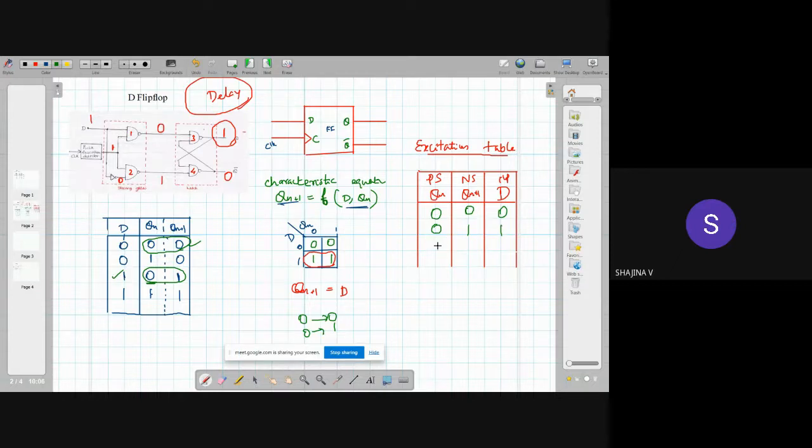Okay, the next case, if the present state is 1 and I require a next state 0, so I have to check that 1 to 0 transition. Here also, that is only a single case, that is for 1 to 0 transition, input should be equal to 0. Okay, and for 1 to 1 transition, last case, input should be equal to 1. That is the excitation table corresponding to D flip-flop.